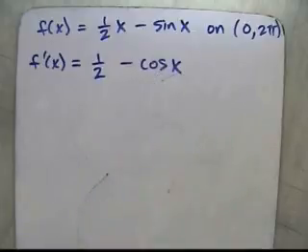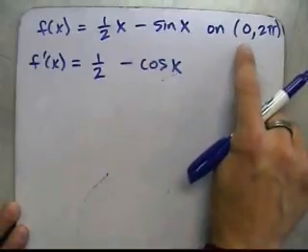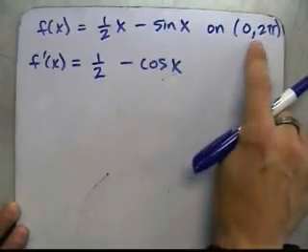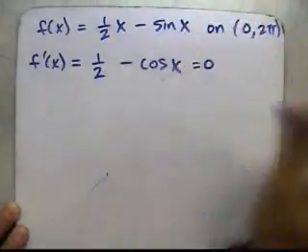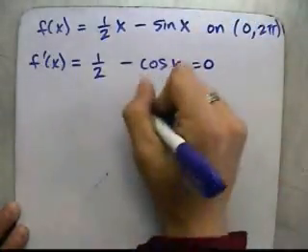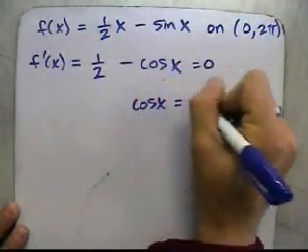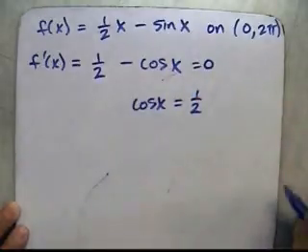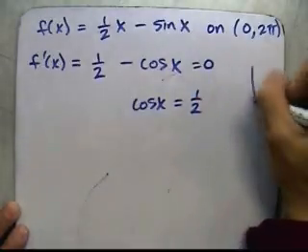All right, so let's go ahead and find some critical values now. Critical values have to happen in between this little range right here, 0 and 2 pi. So I'm going to set this equal to 0. No place where this is undefined. That means I would have cosine of x equals a positive 1/2. So I want to figure out where the cosine of x equals a positive 1/2.